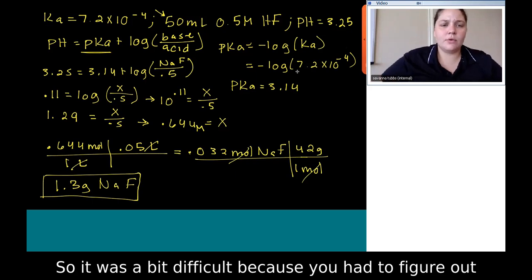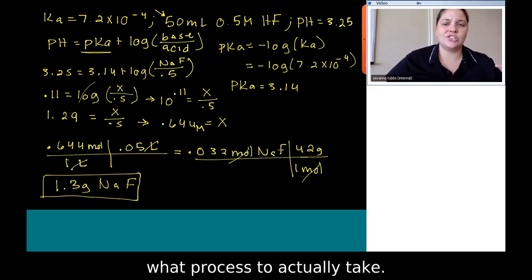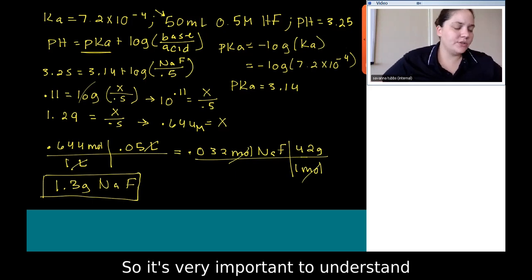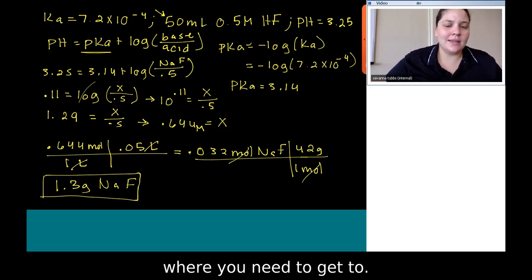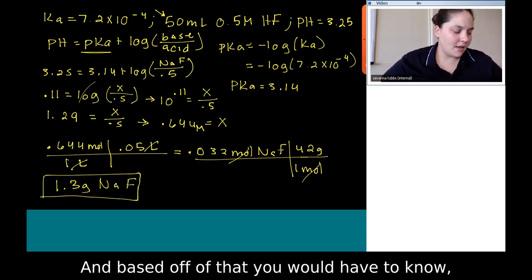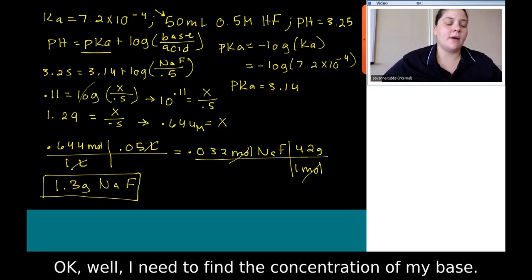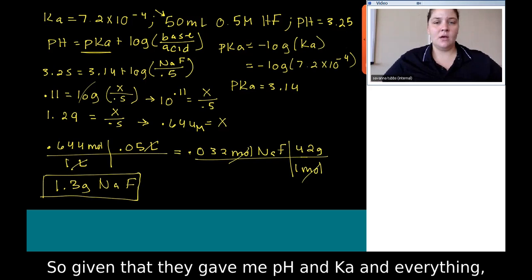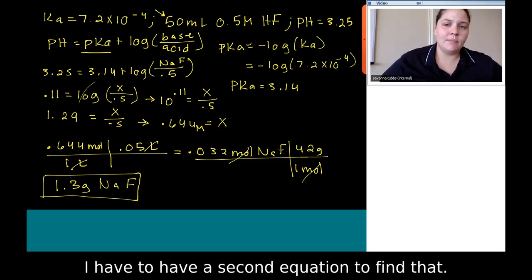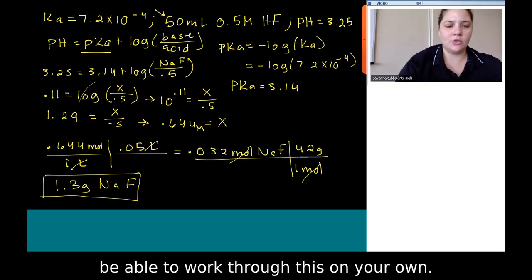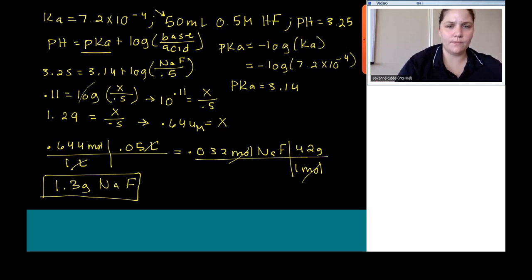So it was a bit difficult because you had to figure out what process to actually take. So it's very important to understand what information they gave you and figure out where you need to get to. And based off of that, you would have to know, okay, I need to find the concentration of my base. So given that they gave me pH and Ka and everything, I know that I'm probably going to have to use this equation. However, because I don't have pKa, I have to have a second equation to find that. So hopefully it makes sense and you'll be able to work through this on your own.